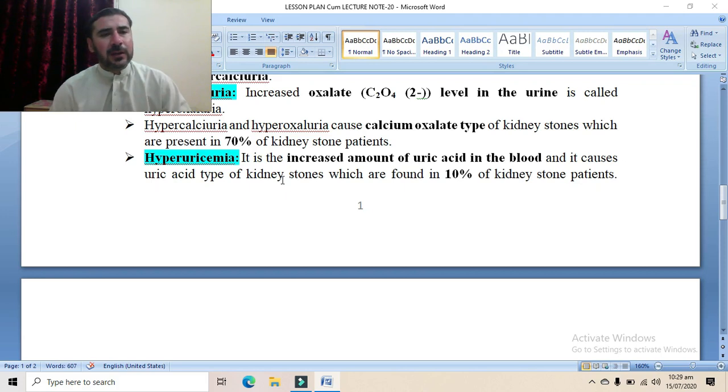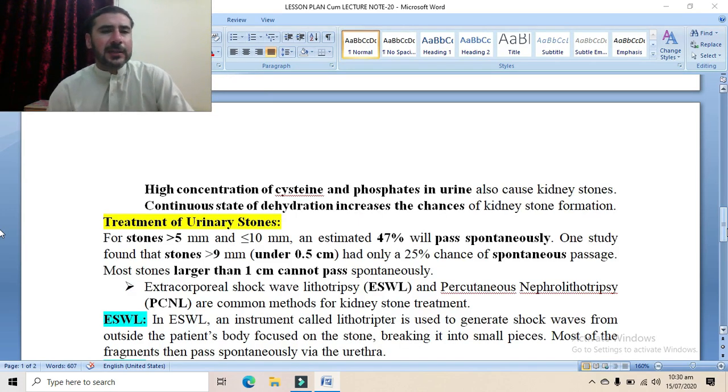Whenever the metabolism of uric acid is not normal inside the body, more uric acid will be found in the blood as well as in the urine, which will ultimately cause uric acid stones. Similarly, a high concentration of cysteine and phosphate in urine also causes kidney stones. We have already discussed this point. Cysteine is basically an amino acid. Whenever 2 units of cysteine combine, they form cysteine dimers. Those dimers basically cause the cysteine stone.